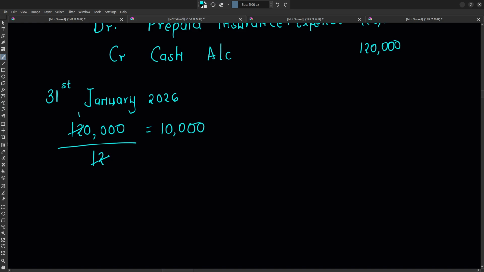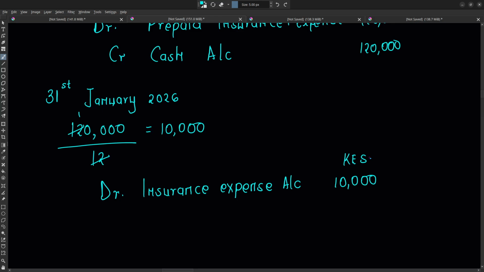And how do you go about that? You debit insurance expense, because now you have incurred, but you've only incurred up to a certain level. You've only incurred up to the level of 10,000, because it is the first month. So you debit 10,000. What do you credit? You credit the prepaid expense account, because you want to reduce it by an amount of 10,000.